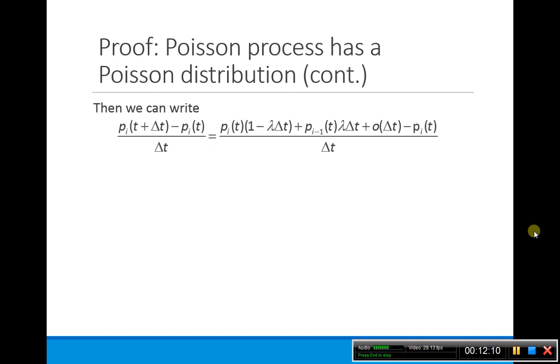Okay, so now what we can do is write this. Here we take our P sub i of t plus delta t, which we just defined on the previous one, minus P sub i, over delta t. So this kind of looks like Calc 1 where you were looking at derivatives.